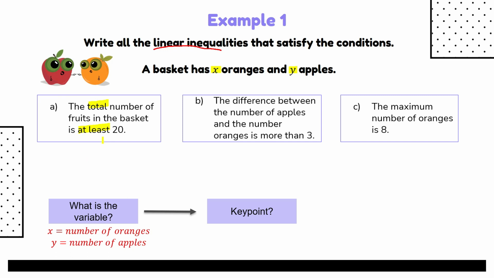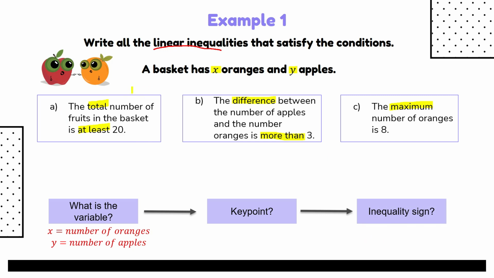For the second condition, the difference between the number of apples and the number of oranges is more than 3. From this second condition also I can detect 2 key points: difference between apples and orange, and the second one is more than. The third one is the maximum number of orange is 8. The key point here is maximum. From the third condition, there is only one key point. After that, the next step is, what is the inequality sign that is involved?